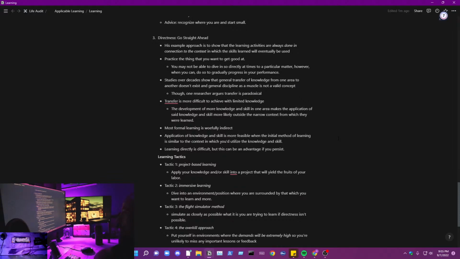Learning directly is difficult, but this can be an advantage if you persist. Of course, if you're getting deep into a subject, it's most likely going to get more difficult for you, as it would for many other people. But if you persist, you might just get further ahead because of doing so, whereas someone else on the side might not have persisted because it was just too frustrating for them, and they quit. So there's an advantage to persistence in a time of difficulty.